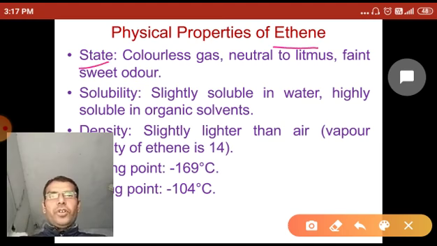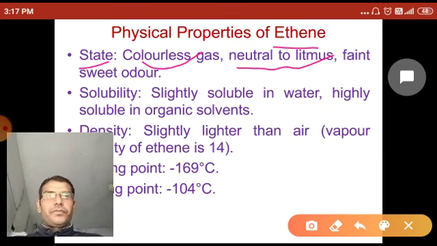The state of the ethene. It is a colorless gas. Ethene is a colorless gas. Neutral to litmus. That means it does not react with acids as well as bases. Faint sweet odor. So it has a faint sweet odor, and is colorless and neutral towards litmus.